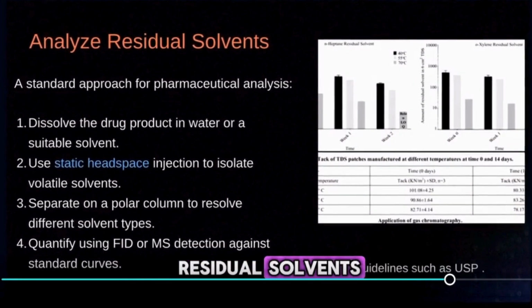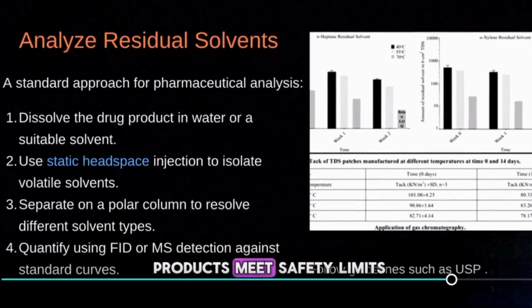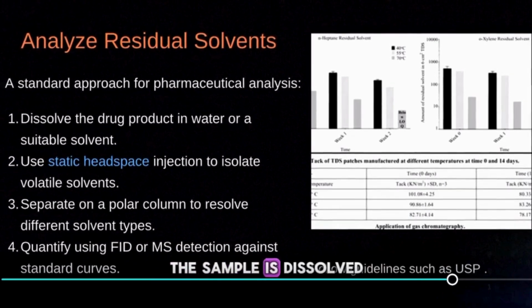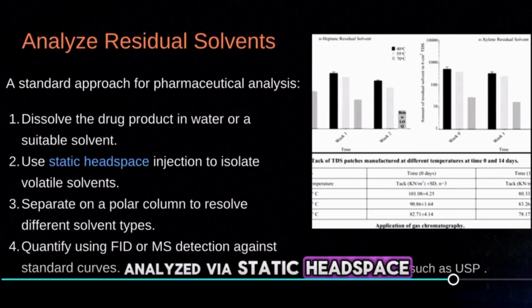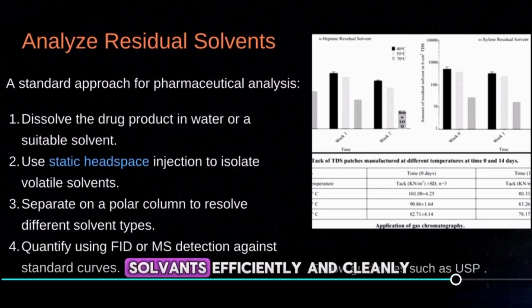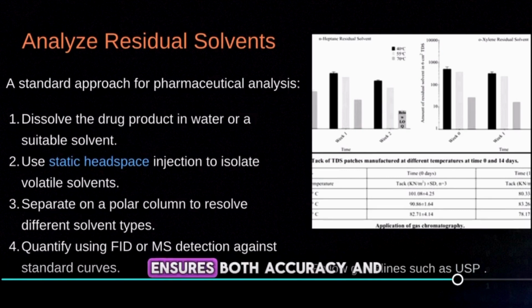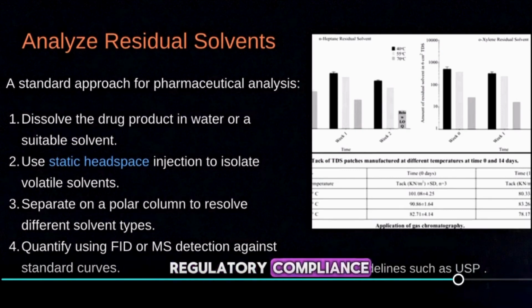Analyze residual solvents. Residual solvent testing ensures that pharmaceutical products meet safety limits. The sample is dissolved, analyzed via static headspace, and quantified using FID or MS detection. This technique isolates volatile solvents efficiently and cleanly. Following USP guidelines ensures both accuracy and regulatory compliance.